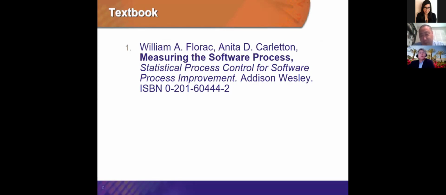So this is also the one used by SEI some time ago when they conducted software measurement training. Okay? And so this is the only book with some software examples in terms of using control charts. Okay? And the majority of all the related books.